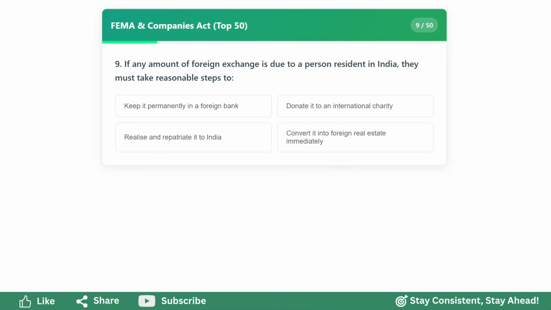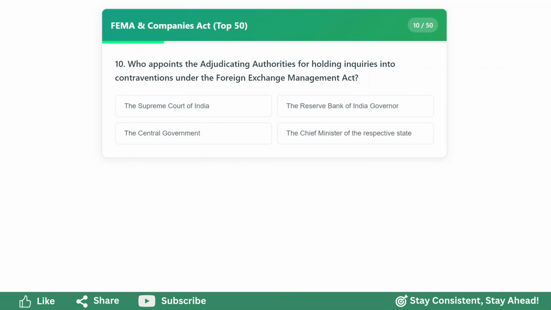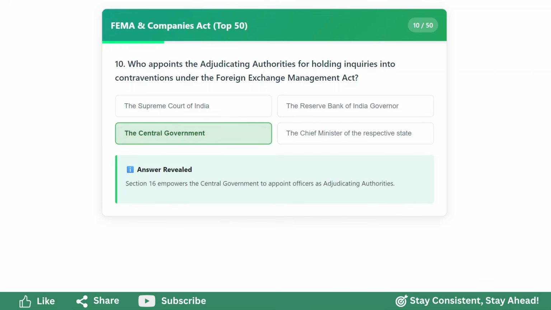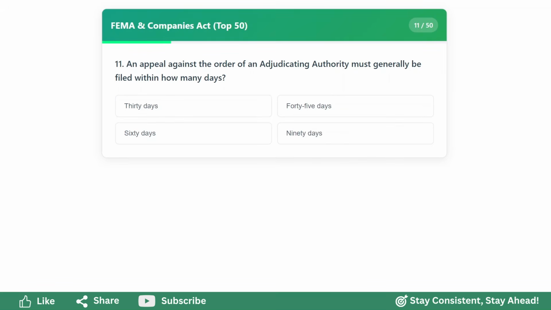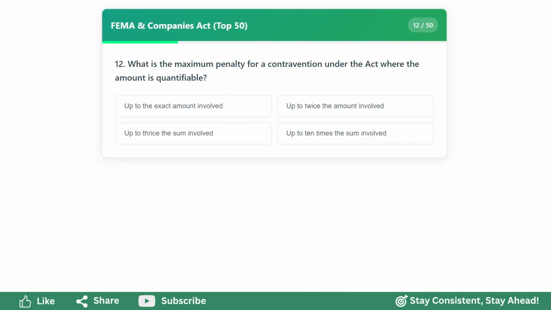If any amount of foreign exchange is due to a person resident in India, they must take responsible steps to realize and repatriate it to India. Who appoints the adjudicating authorities for holding inquiries into contraventions under the Foreign Exchange Management Act? The central government. An appeal against the order of an adjudicating authority must generally be filed within how many days? 45 days. What is the maximum penalty for a contravention under the Act where the amount is quantifiable?